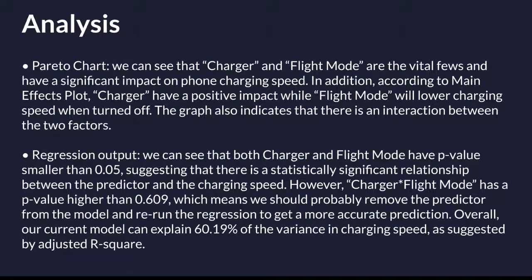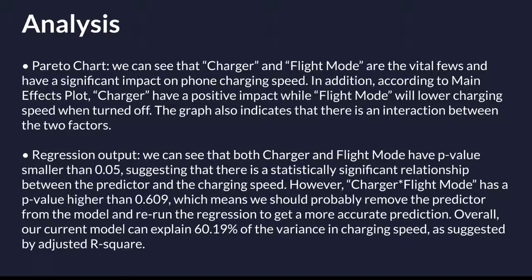When we look at the Pareto chart, we can see the charger and flight mode are the vital few and have a significant impact on iPhone charging speed. In addition, according to the main effects plot, the charger has a positive impact while flight mode will lower the charging speed when turned off. The graph also indicates that there is an interaction between the 2 factors. And looking at the regression output, both charger and flight mode have p-values smaller than 0.05, suggesting a statistically significant relationship between the predictors and the charging speed.